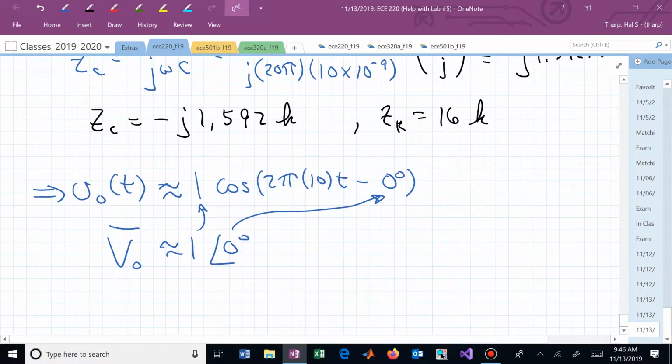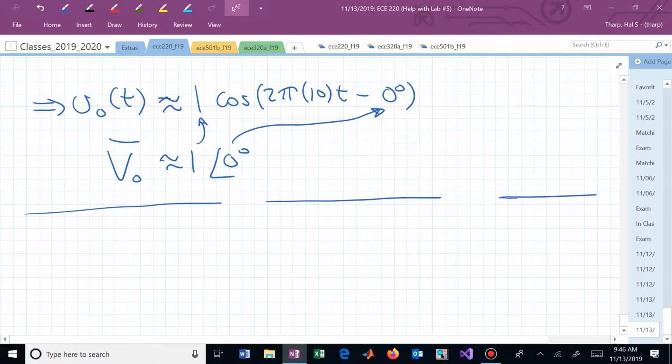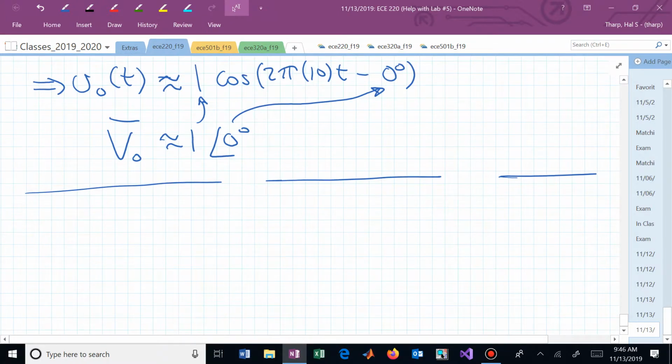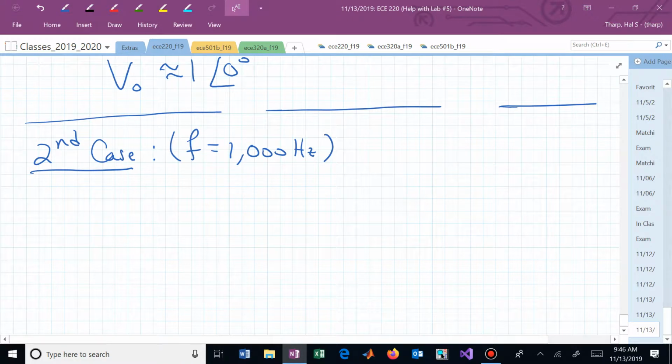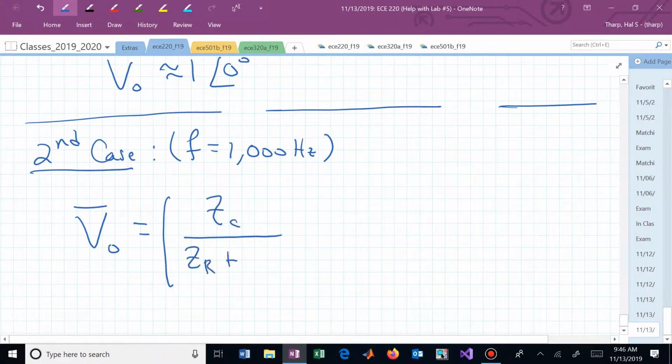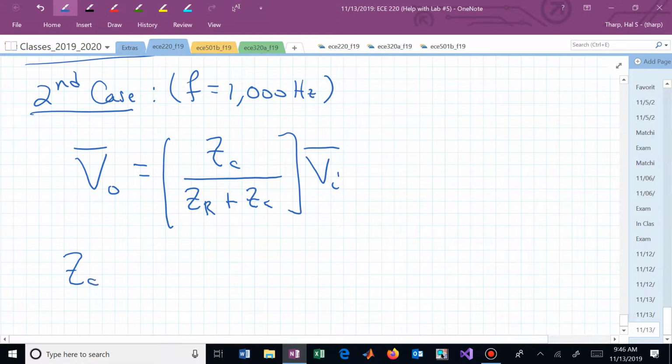Let's do the second case. F is now equal to 1,000 hertz. Everything is the same except for omega. Now V sub 0 bar is the same formula. What's changed is Z sub C.